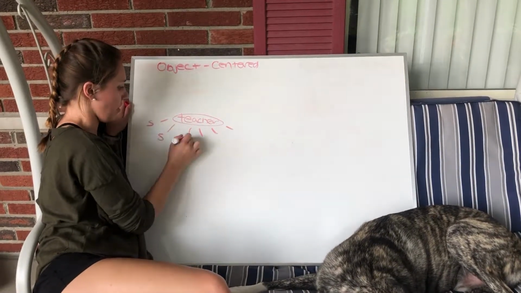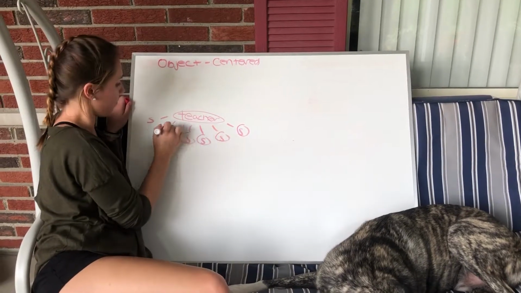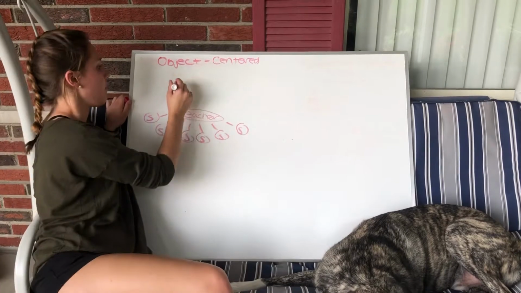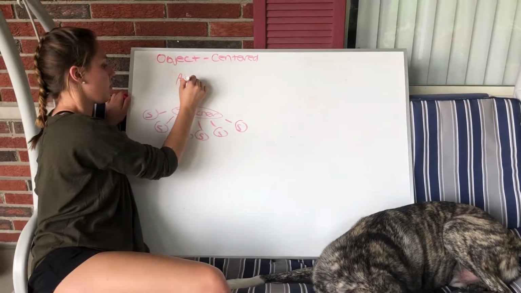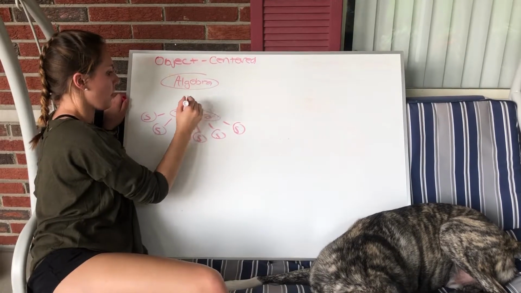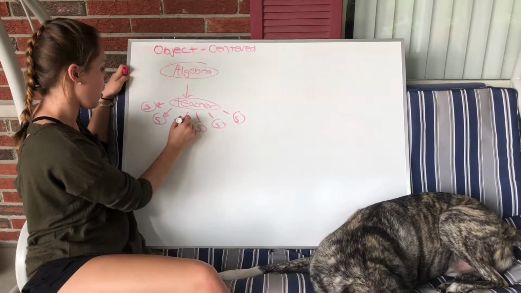So we'll go S, S, S, S, S, S. S for students. So this is teaching its core subject, algebra. So algebra will be up here. And that teacher learned algebra, and the teacher is teaching this arrow to the students.